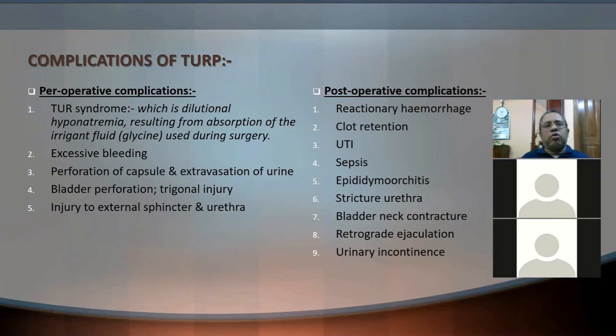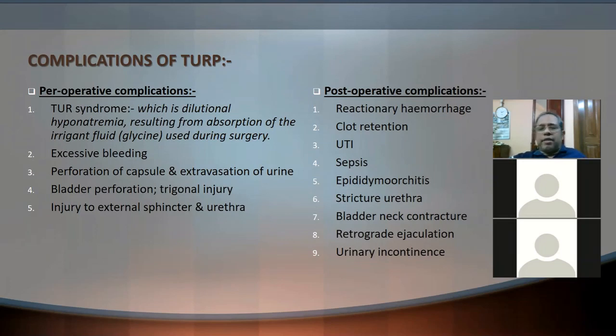What about the complications of TURP? Pre-operative complications, peri-operative complications. This is a very important one. So during TURP operations, the patient is under spinal anesthesia. Usually there is no need for general anesthesia. It is usually done with spinal or epidural anesthesia. During spinal anesthesia, the patient is given some fluid pre-operatively, loading fluid.